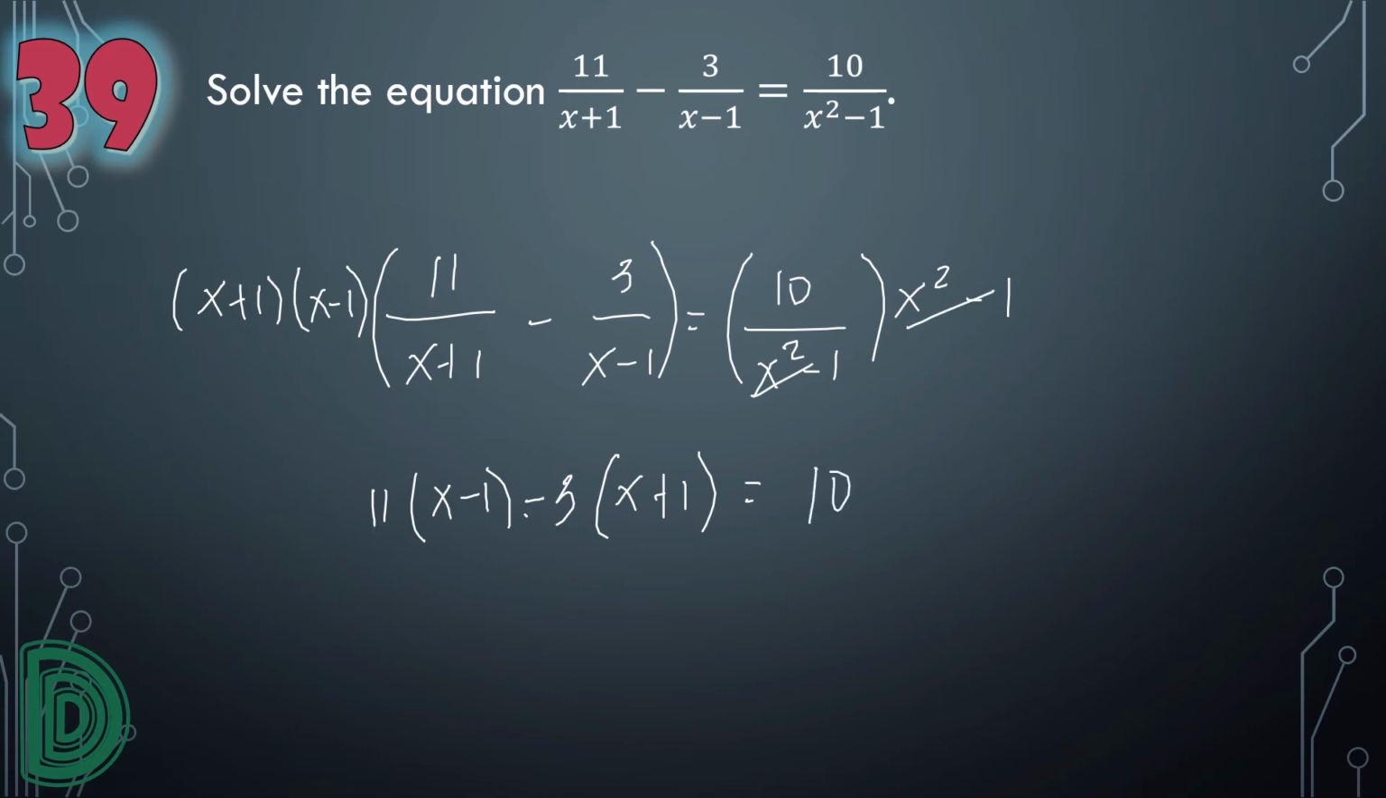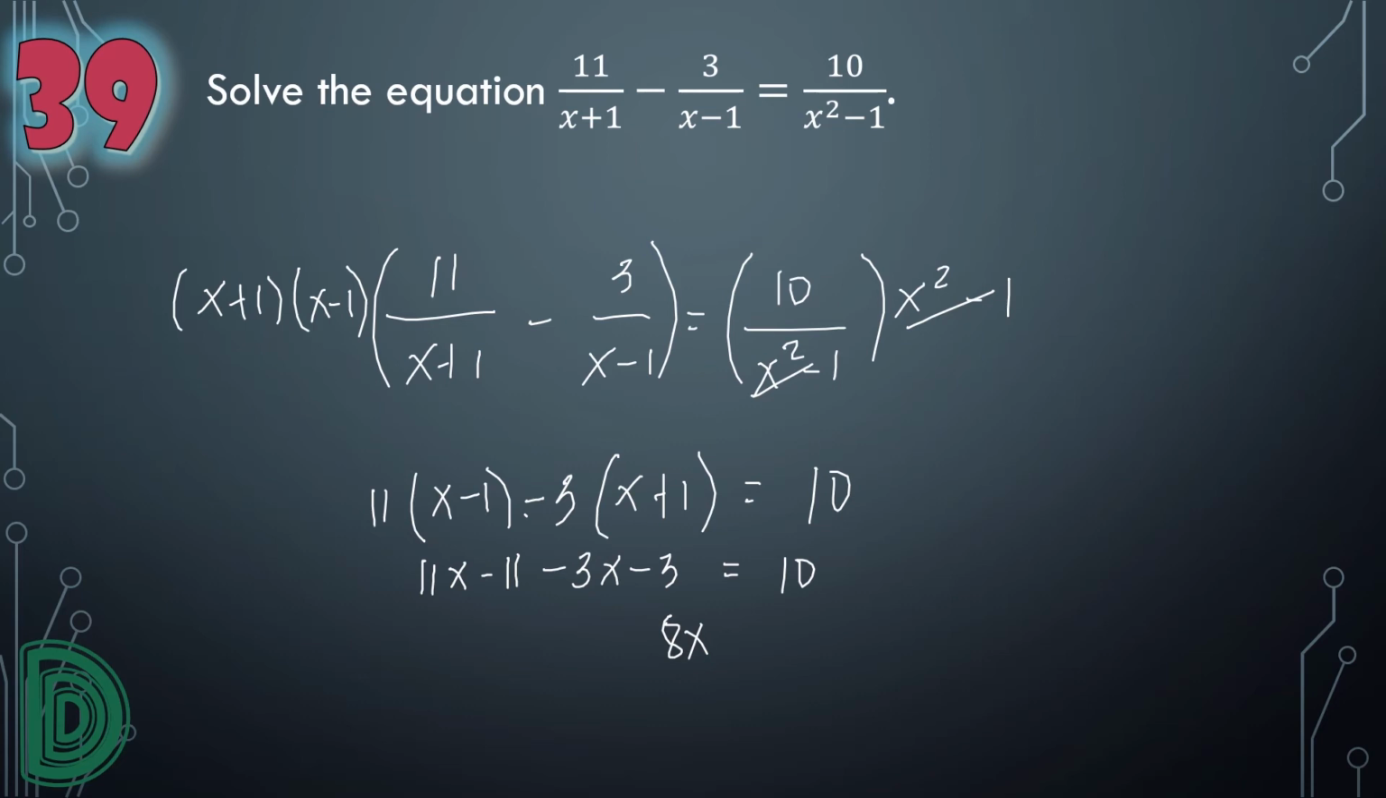Let us apply distributive property. So we have 11x minus 11. Negative 3 times x is negative 3x. Negative 3 times 1 is negative 3. That is 10. Let us combine similar terms. 11x minus 3x, that will be 8x. Negative 11 minus 3, that is negative 14.